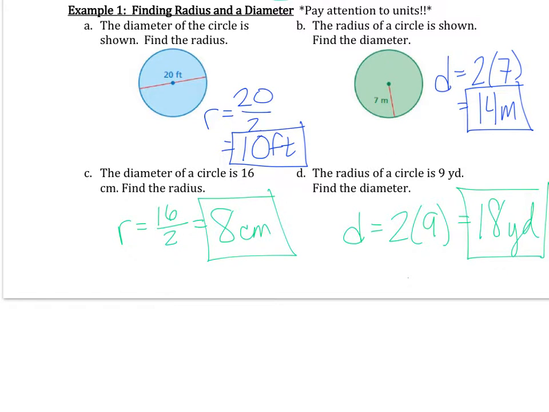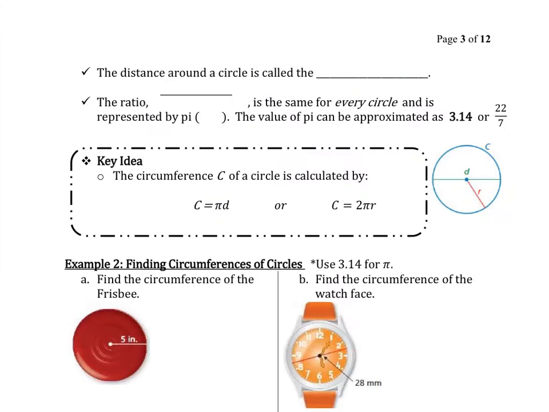Okay, so for letter C, you should have had that your diameter was 16, so to find a radius, divide it by 2 to get a final answer of 8 centimeters. And for the diameter for letter D, we had a radius of 9, so just double 9, and we end up with 18 yards as our diameter.